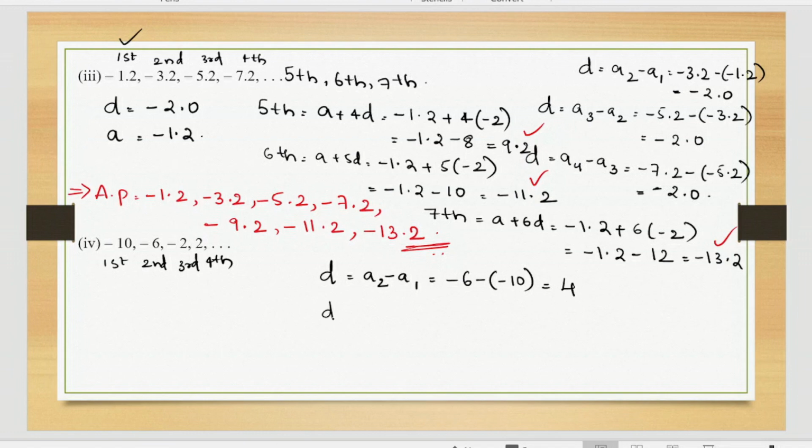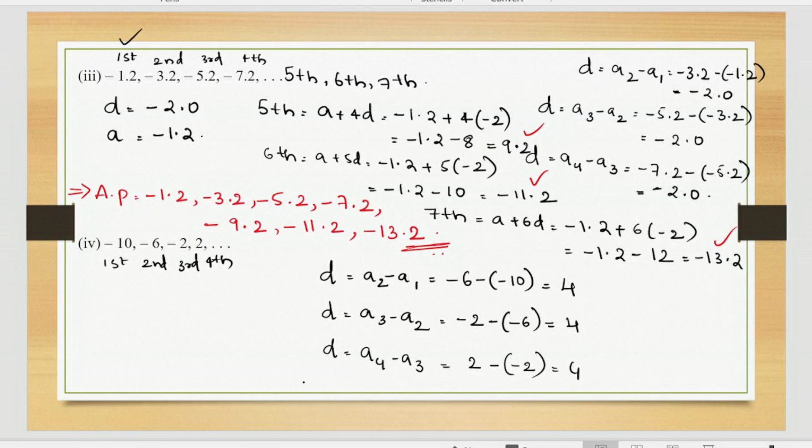Okay. And let us find the common difference for the next two terms, A2 and A3, which is A3 minus A2. A3 is minus 2. Minus of minus A2 is minus 6. So which is minus of minus is plus. Minus 2 plus 6 is 4. And let us find the common difference for the last two terms, that is A3 and A4. So A4 is 2 minus A3 is minus 2. So minus of minus is plus, 2 plus 2 is 4.